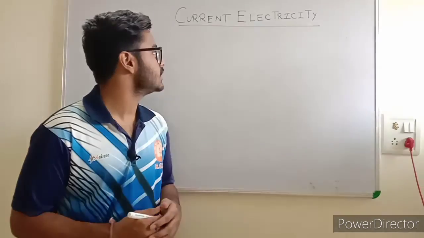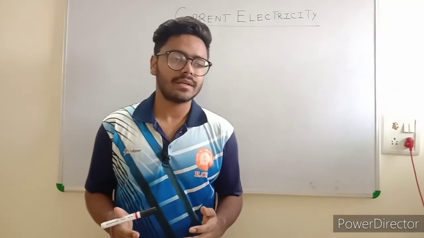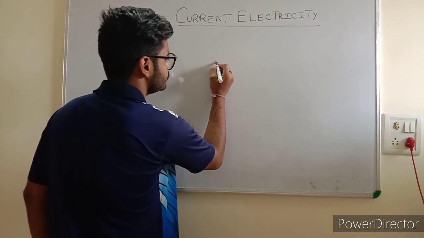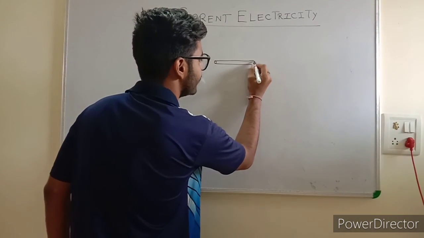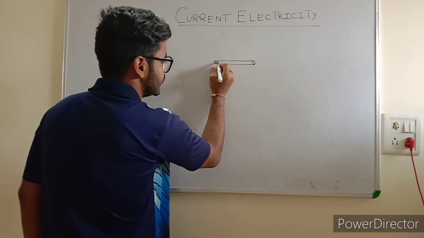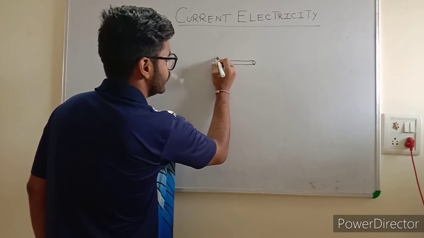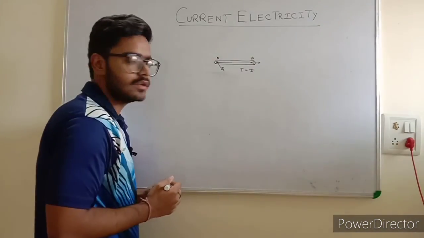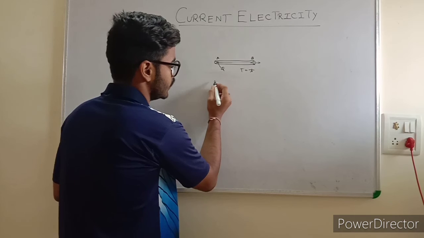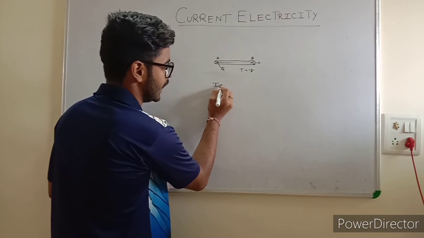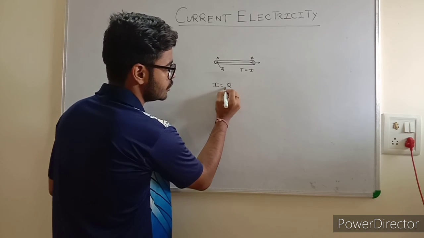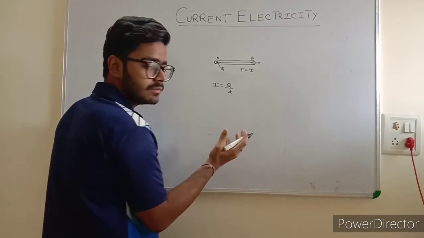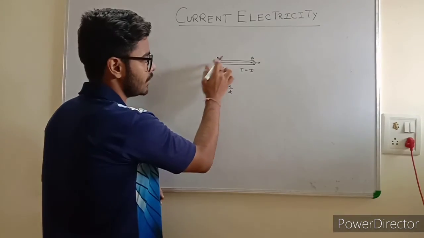So the first question arises: what is current? Current is a flow of charge. If it is a conductor, a wire, and the charge flows from A to B, the rate of flow of charge is known as current. You can form a formula of the current. Current is denoted by the capital I. So I is equal to Q upon T, the charge upon time. How much time the charge took to move from A to B.